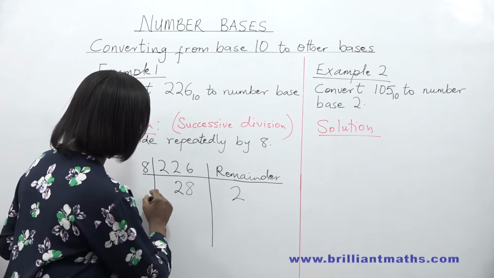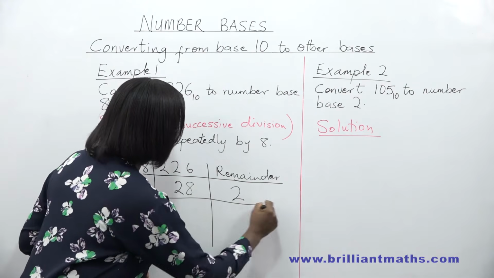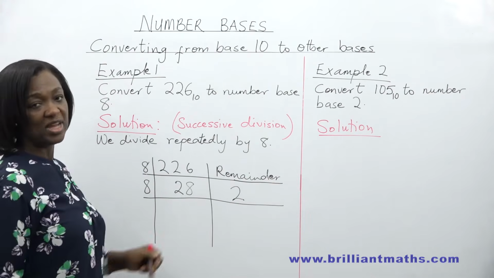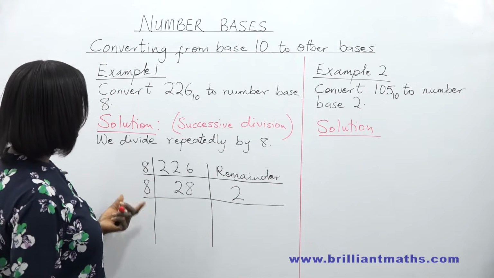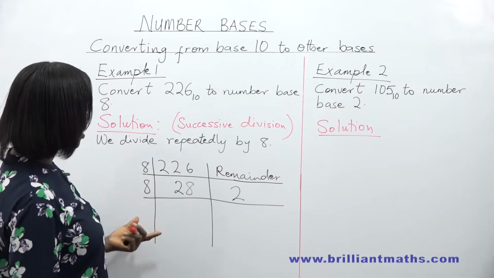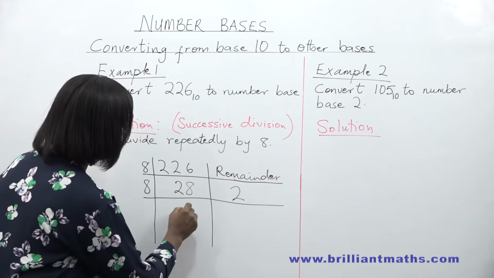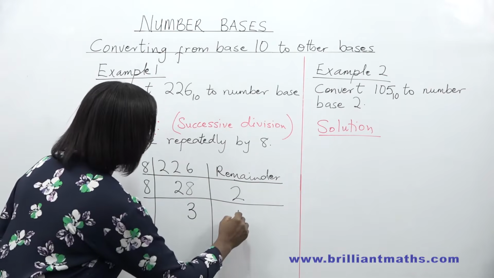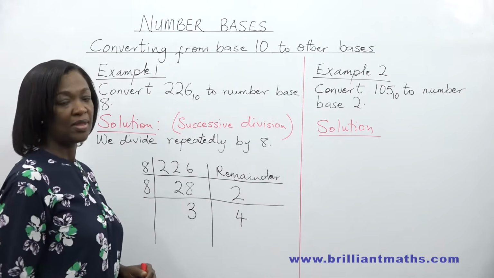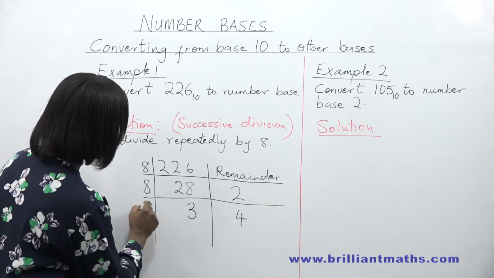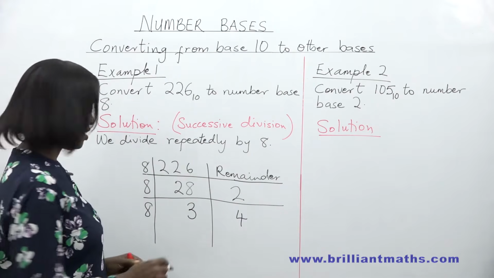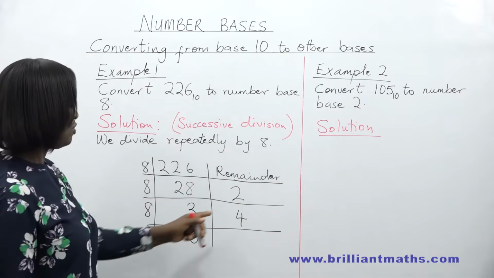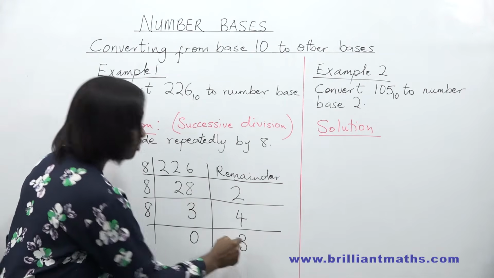Next, we're continuing our division. 8 into 28. 8 times 3 is 24. So we have a remainder of 4. Next, 8 into 3 is 0. And then we have a remainder of 3.